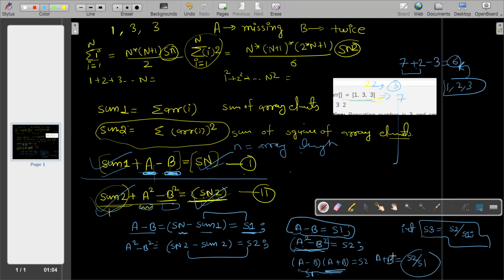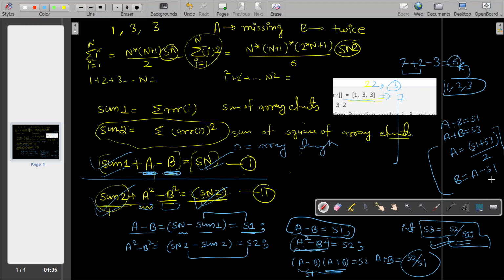Okay, so now we have a minus b equal to S1 and a plus b equal to S3. What is S3? S3 is S2 divided by S1. So from here, what will be a? A will be nothing but S1 plus S3 divided by 2. And what will be b? From here, b will be a minus S1.